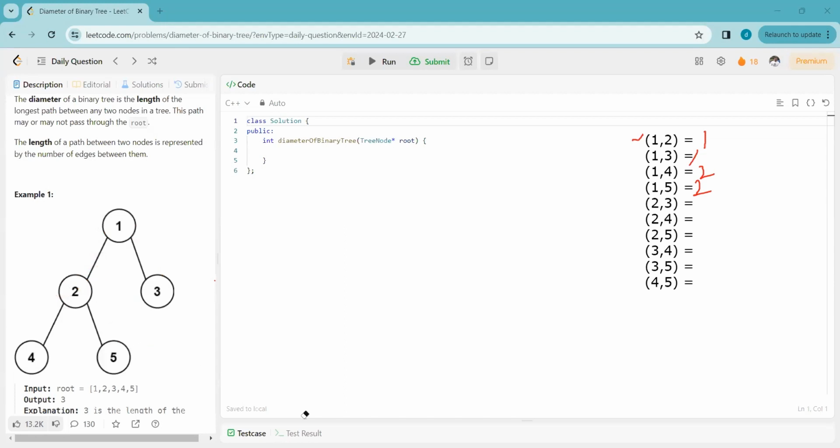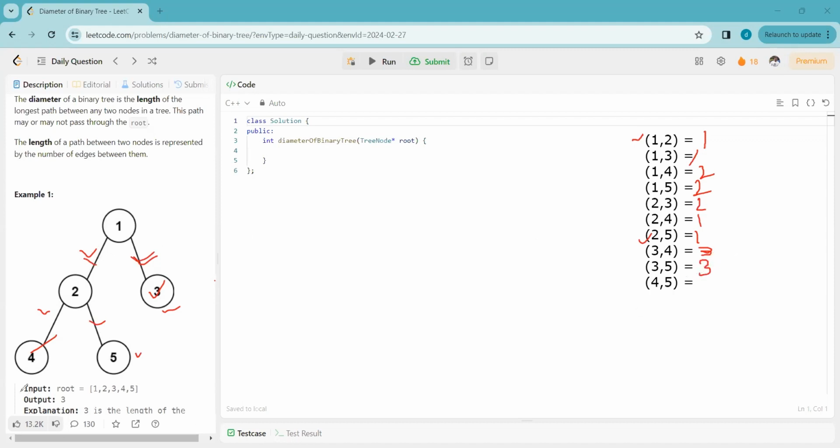Length of the path between 2 and 3 is 1 plus 1, 2. Now the length of the path between 2 and 4 is one edge, that is 1. The length of the path between two nodes 2 and 5 is also 1. And the length of the path between 3 and 4 is 1 plus 1 plus 1, 3 edges. So the value will be 3. And the length of the path between 3 and 5 is 1 plus 1 plus 1, also 3.